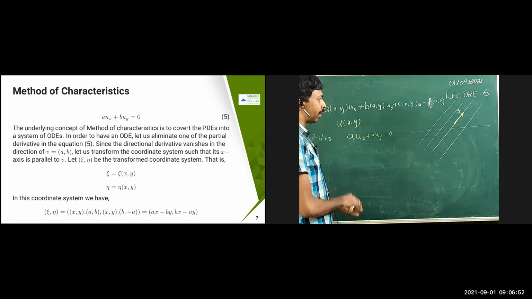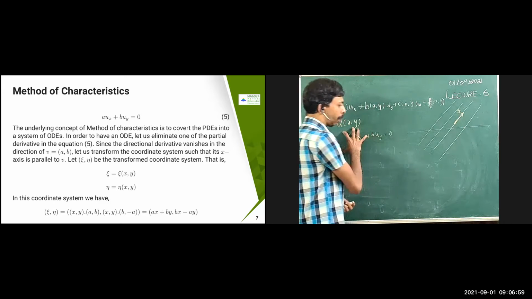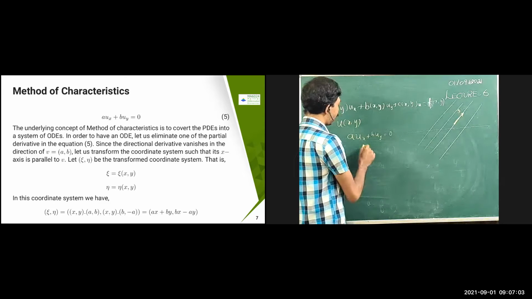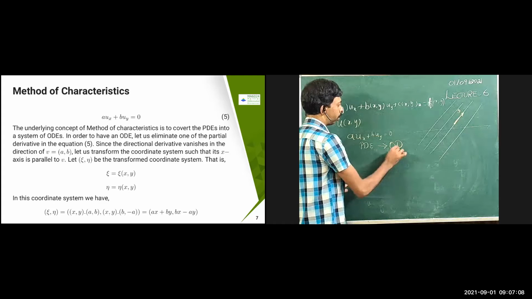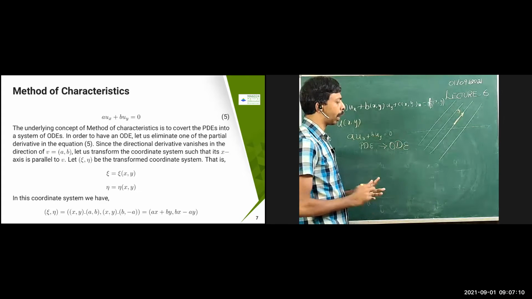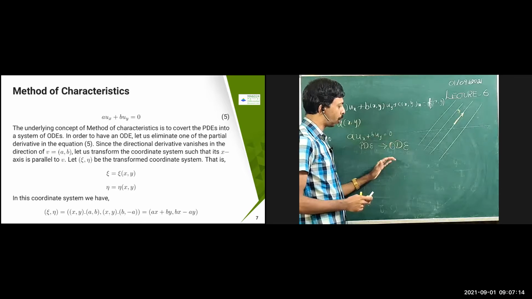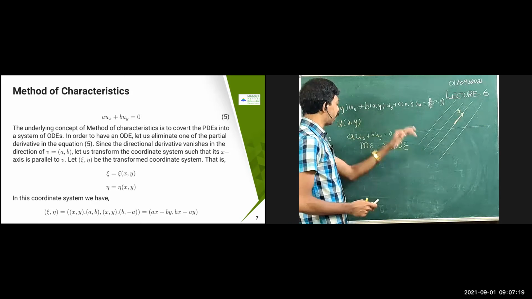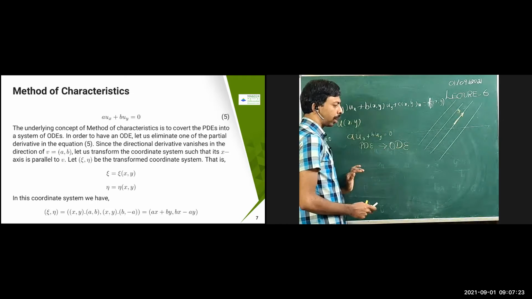So in this concept, the main underlying idea is as follows. In the method of characteristics, this is a PDE problem, and I'm converting this PDE problem into an ODE problem. I will get an ODE or a system of ODEs. Those systems of ODEs I will solve, and once the solution is found for the ODE, automatically I will find the solution for the PDE. That is the underlying idea.